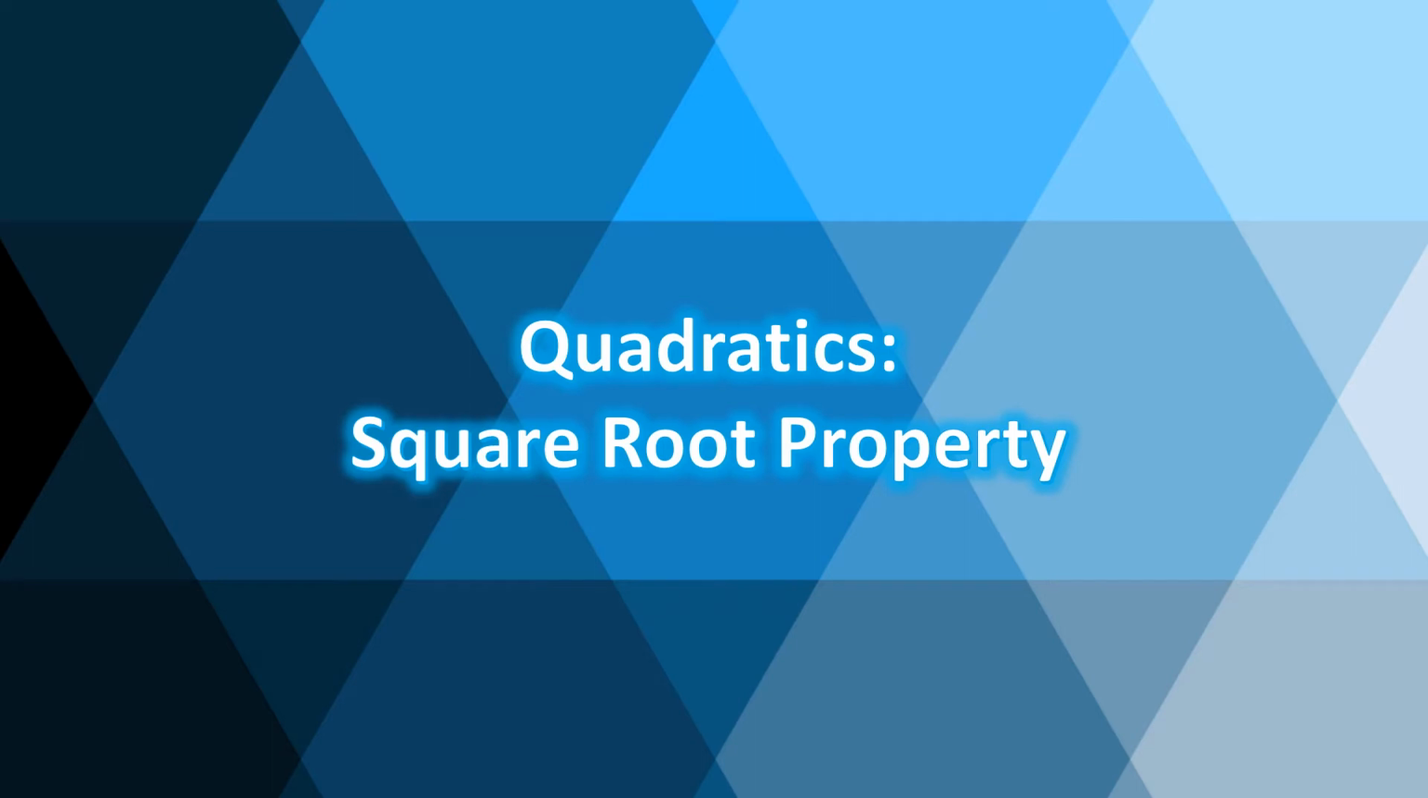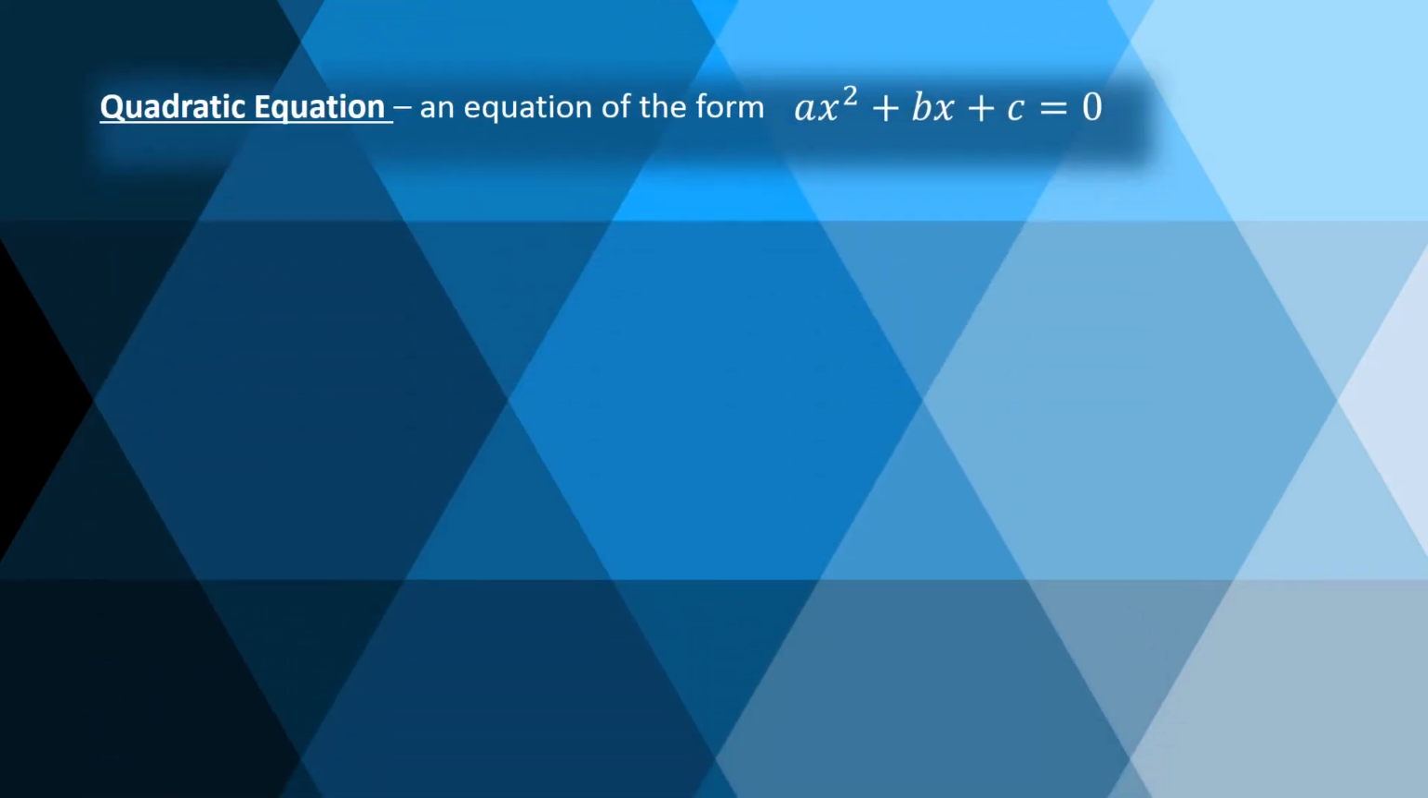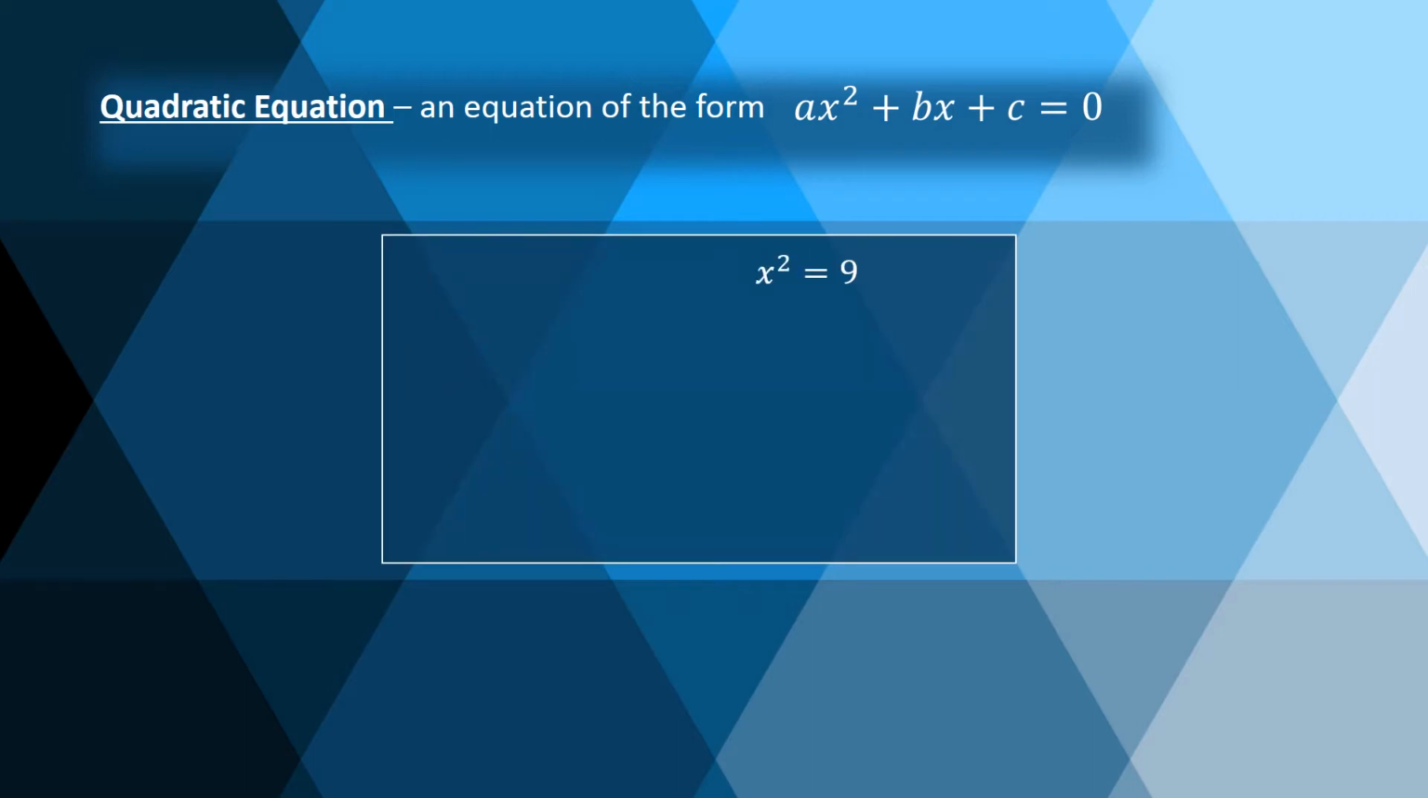Quadratics, the square root property. Remember, the quadratic equation is an equation of the form ax squared plus bx plus c equals 0. Let's look at an example. Say we have x squared equals 9.